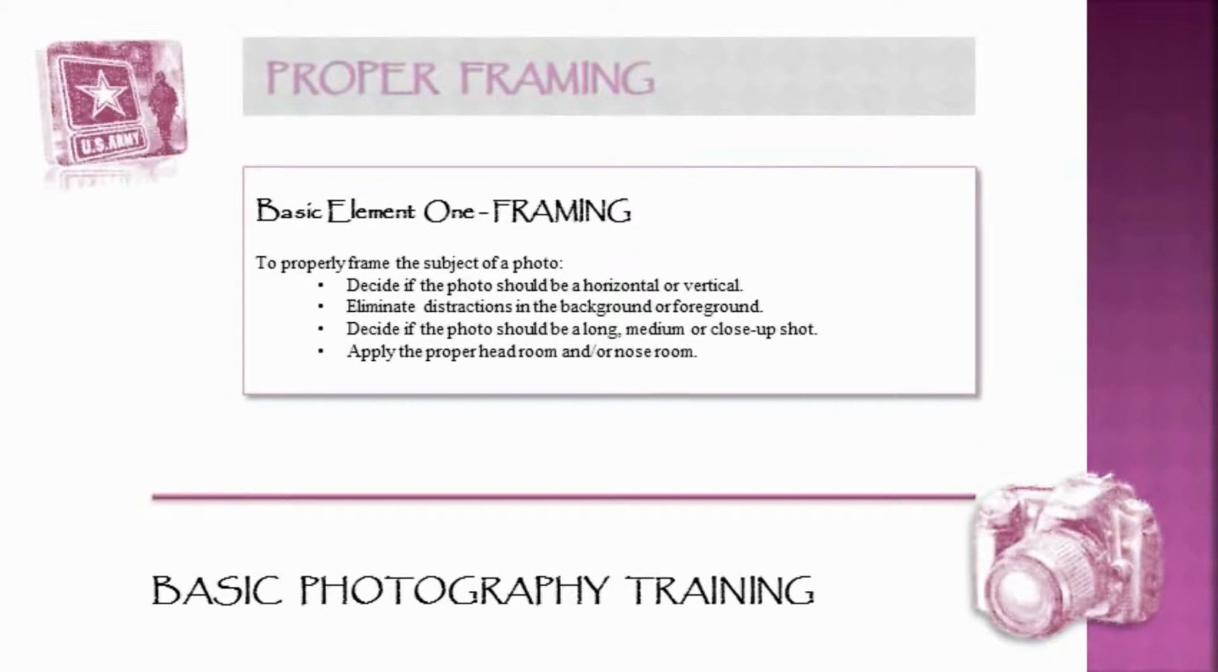To properly frame the subject of a photo, you need to do 4 things. First, decide if the photo should be a horizontal or vertical. Second, eliminate any distractions that may be in the foreground or background. Third, decide if the photo should be a long, medium, or close-up shot. And fourth, apply the proper headroom and or nose room. Now let's see how to determine if a photo should be horizontal or vertical.